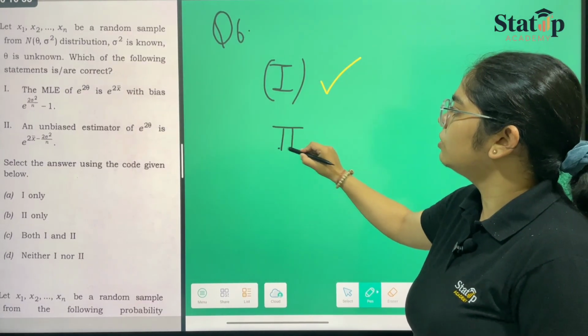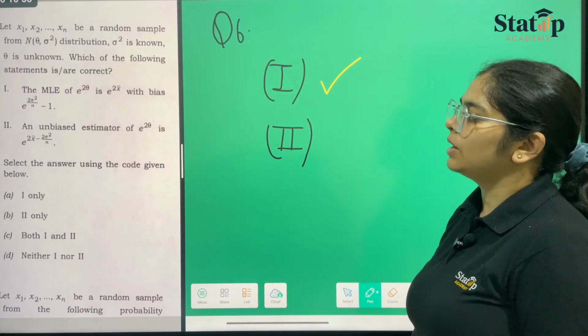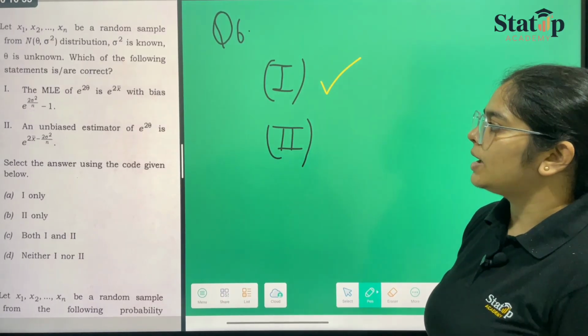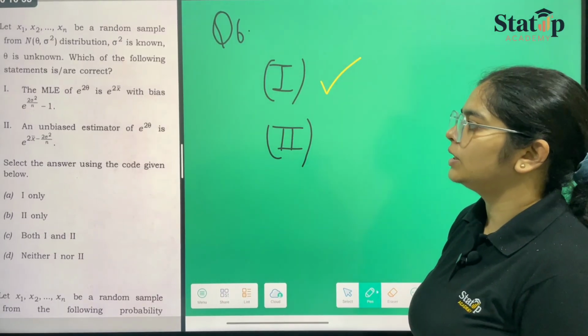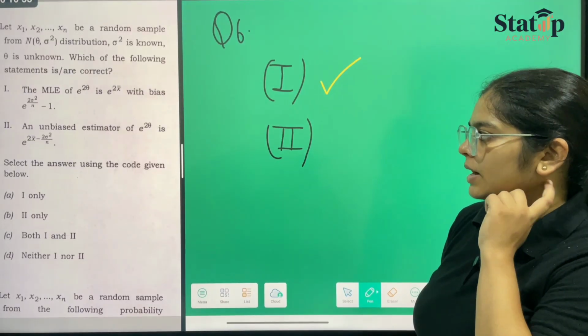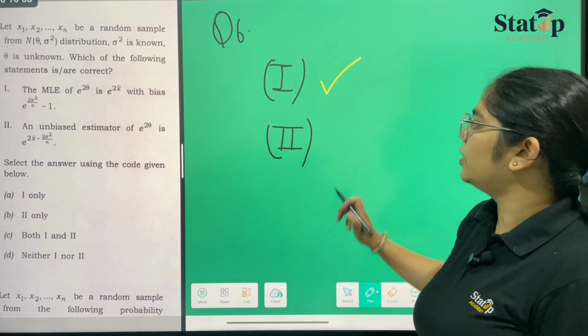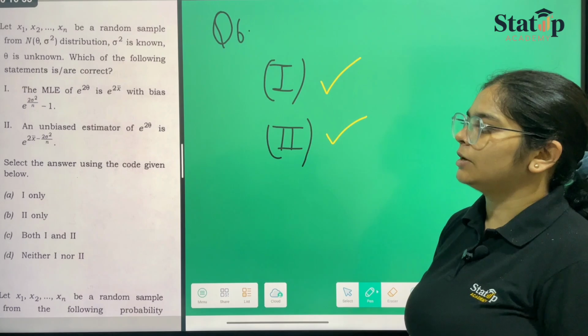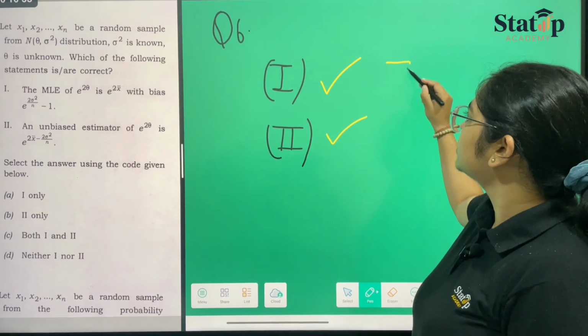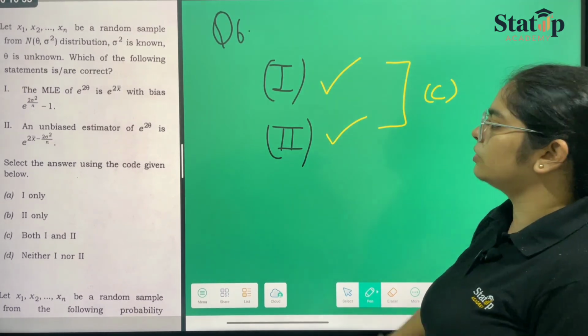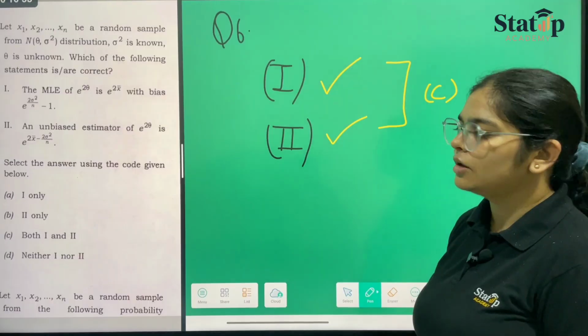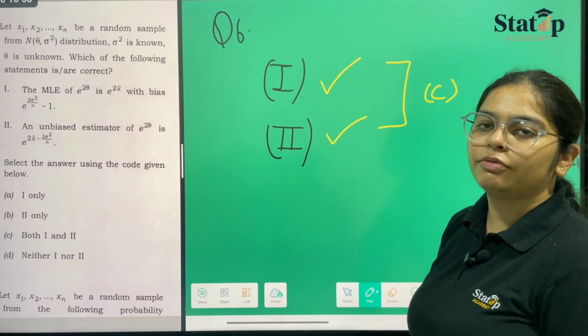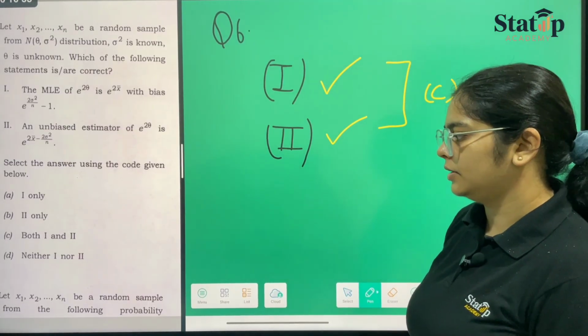Now, statement number 2 says that an unbiased estimator of e raised to the power 2 theta is e raised to the power 2 x bar minus 2 sigma square upon n, which is also a correct statement for question number 6. And hence, option number C is the correct option for question number 6, which states that both the statements of this question are correct.